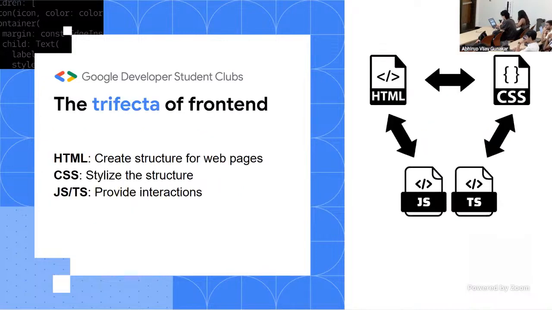So the foundation of front end. It consists of 3 main pillars: HTML, CSS, and JavaScript or TypeScript, depending on what you like. HTML, or hypertext markup language, is the language used to create structure for web pages and their content. You control the layouts, the structure of your web with HTML. It's a pure building block. You can code anything in there, but it's not a programming language.